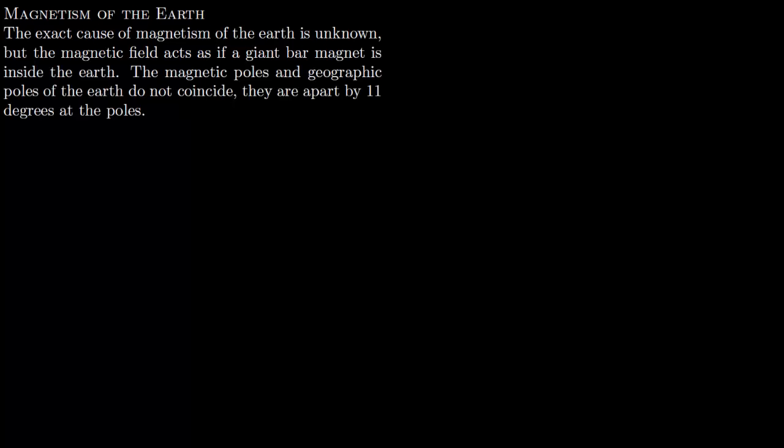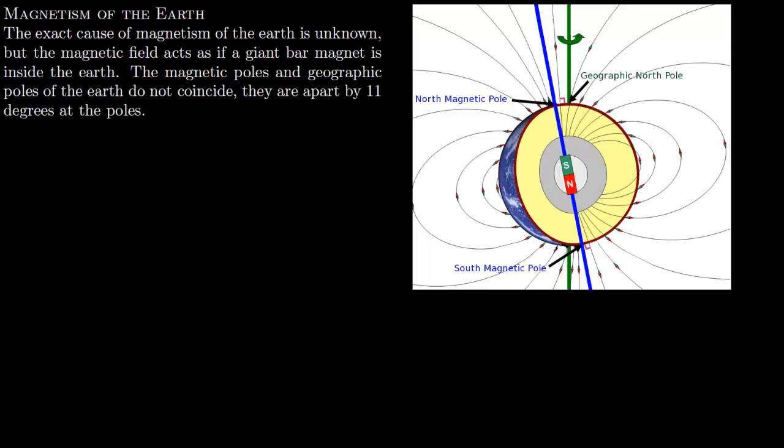Also interestingly, the magnetic pole and the geographic pole of the Earth do not coincide. In fact, they are apart by 11 degrees at the poles. So that means that this angle between the north magnetic pole and the geographic north pole is 11 degrees.